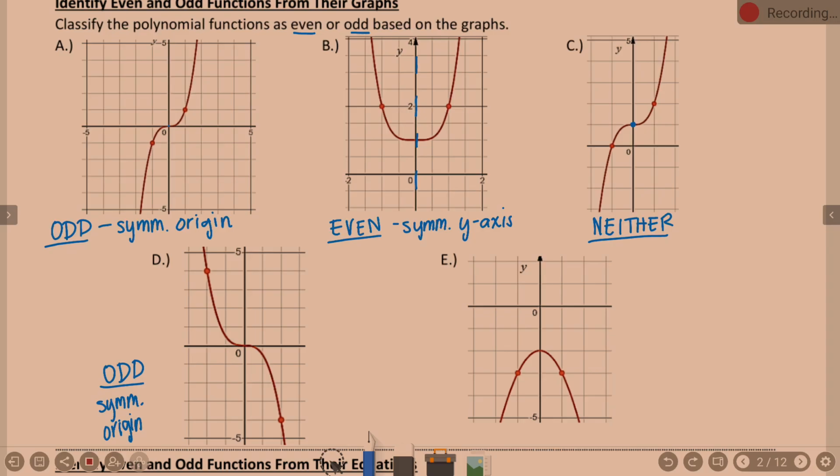What about E? Even, odd, neither. Huh? Even? Is it symmetric across the y-axis? Can I fold that y-axis in half? I can. So this is indeed even. So symmetric about the y-axis. Okay?